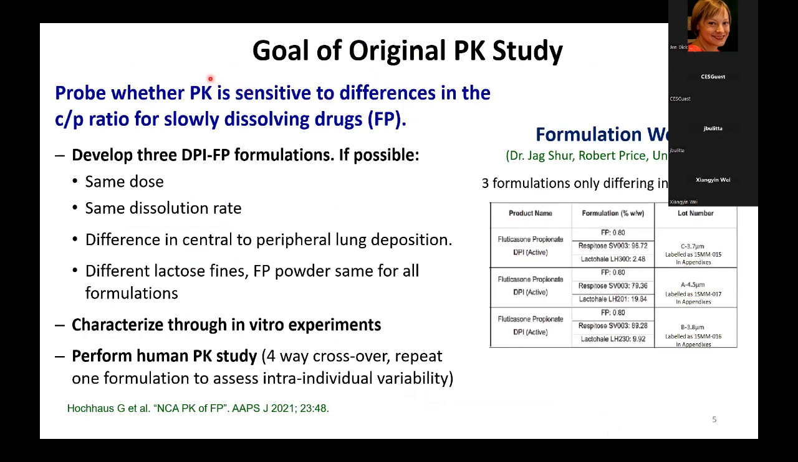So the goal of this original study was to probe whether PK is sensitive to differences in the C-to-P ratio for slowly dissolving FP. Our collaborators at the University of Bath, Jack Schur and Rob Price, created 3 fluticasone propionate formulations which were aimed to have the same dose, the same dissolution rate, but which differed in their central to peripheral lung deposition ratio. And this was achieved by modulating the lactose spikes while using the identical powder for fluticasone propionate. Different in vitro studies were performed to characterize the formulations and eventually a human PK study, a crossover, was performed.